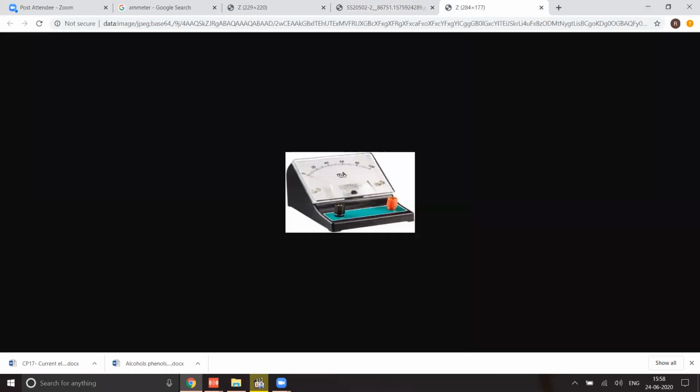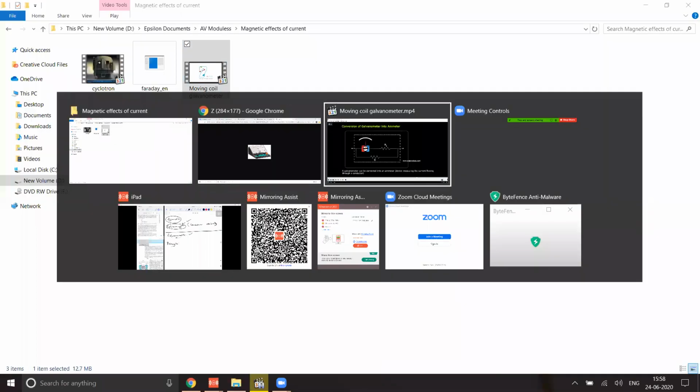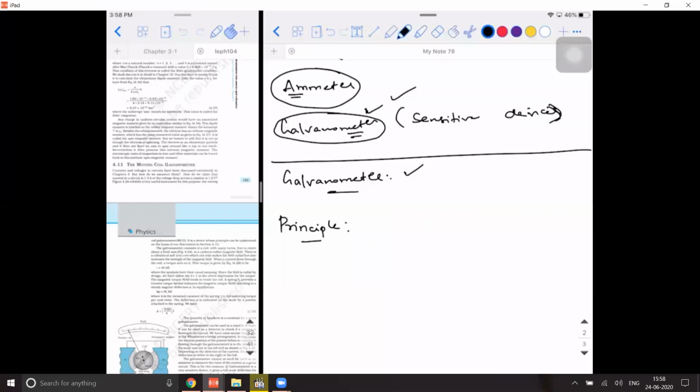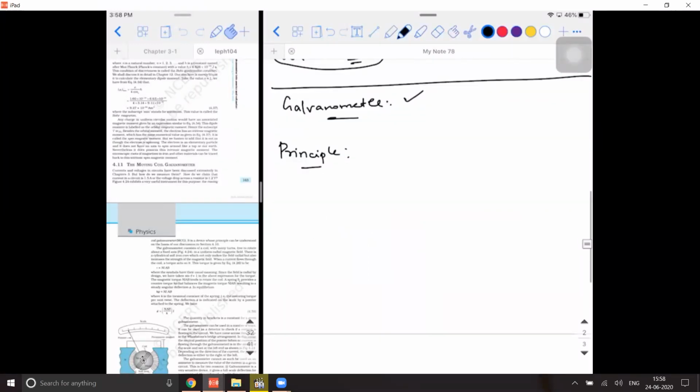I'll tell you what are all the topics we are going to learn. First, we will try to learn about a galvanometer. Then we will learn about how to convert a galvanometer into an ammeter. Galvanometer is a sensitive device. We will think of what manipulations we can do to the existing galvanometer circuit such that you can use it like an ammeter as well as a voltmeter. That is our topic of discussion for today.